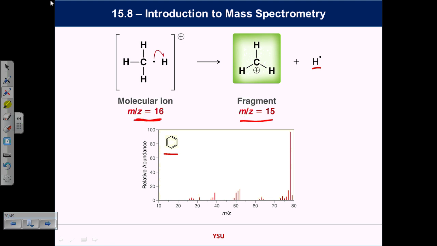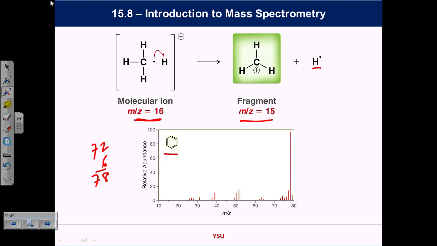So the benzene, how many carbons? 6. What's the atomic mass? 12. What's 6 times 12? 72. And I got how many hydrogens? 6. So what's the molecular mass of this thing? 78. That's about as complicated as it's going to get, adding things up.